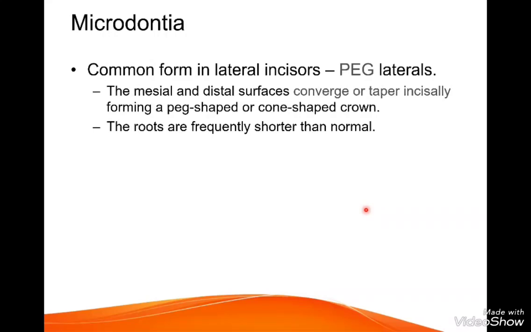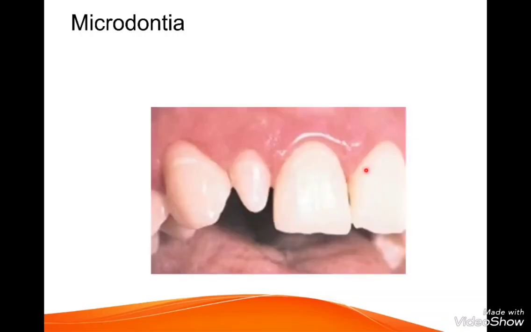So coming to peg laterals, this is the most common form of microdontia. The mesial and distal surfaces of the lateral incisor taper, forming a peg-shaped or cone-shaped crown. The roots are also shorter than normal. This is a clinical picture of a peg lateral where you can see a conical shaped crown where the mesial and the distal surfaces of the lateral incisors taper, forming a conical shape of crown.